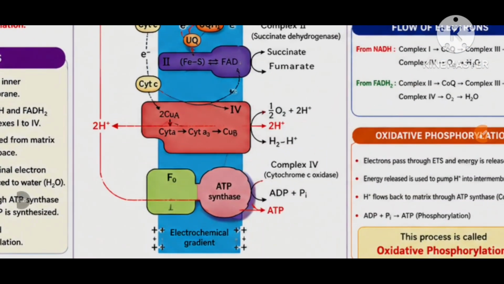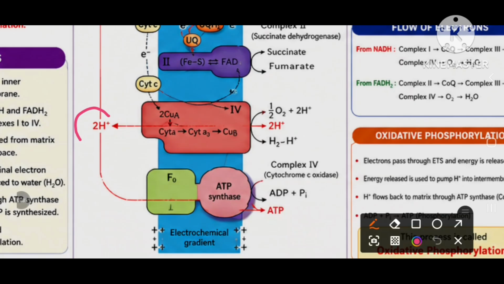Complex number 4 will also yield 2 H+ ions from matrix to intermembrane space. Complex number 1 transferred 4 H+ ions, and complex number 3 will transfer 4 H+ ions from matrix to intermembrane space, but the same energy will be reduced.